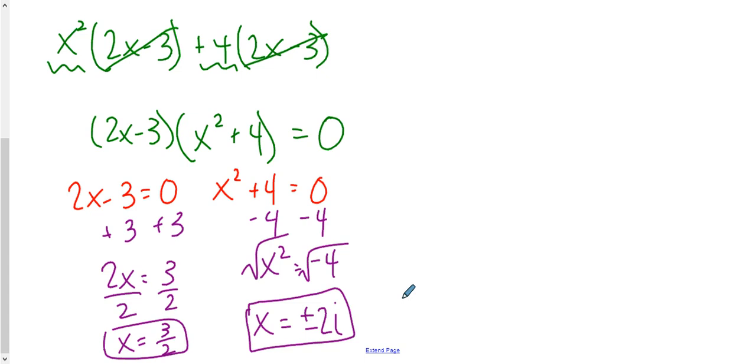At this point, you should be able to complete your assignment. To remind you, we get everything on one side, we factor, set our factors equal to 0, and then solve for x. If you have any additional questions, please let your teacher know, and they would be happy to help you.